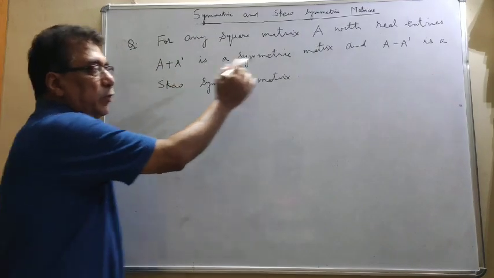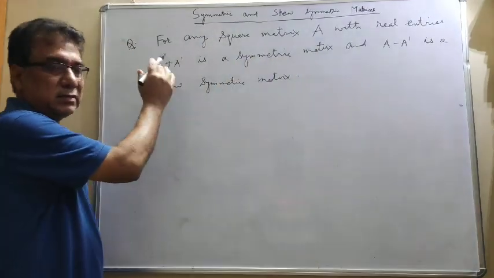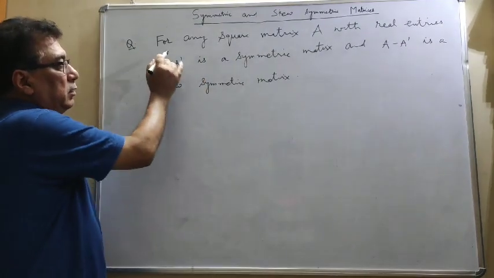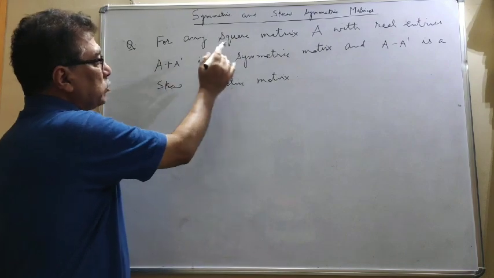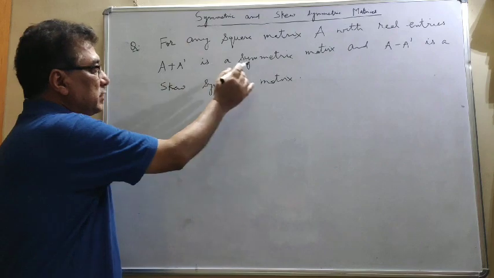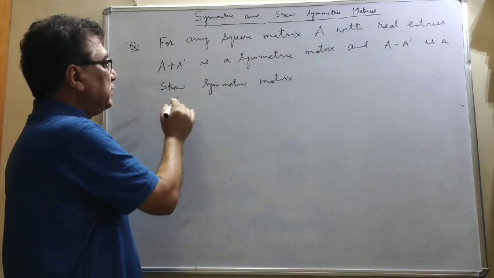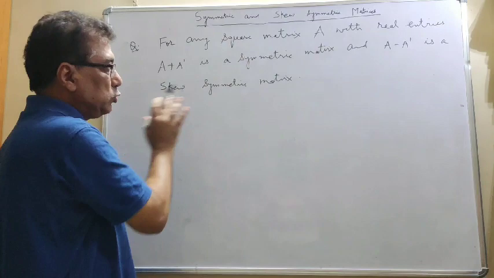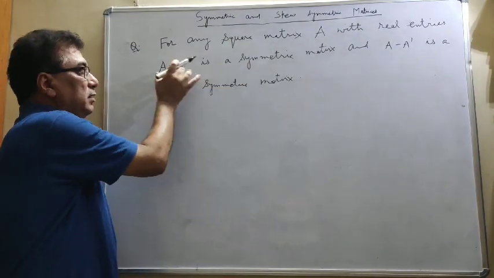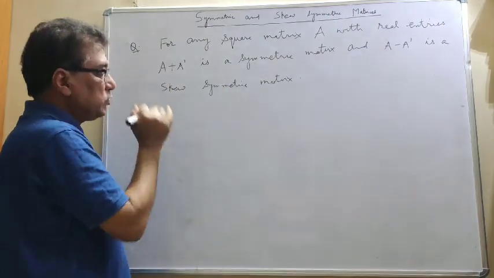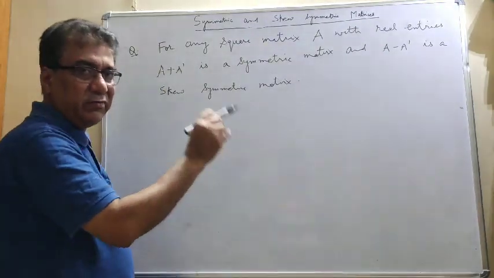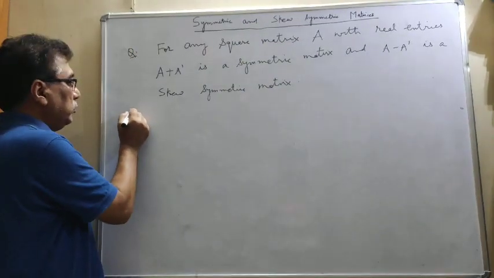Now this is a very important result in NCERT. This result has been given in terms of a theorem, but I have written it here as a question. The question says that for any square matrix A with real entries, A plus A dash is a symmetric matrix and A minus A dash is a skew-symmetric matrix. That we have to show. All of you know that if a matrix is symmetric, then it must be equal to its transpose, and if it is skew-symmetric, it must be equal to the negative of its transpose.